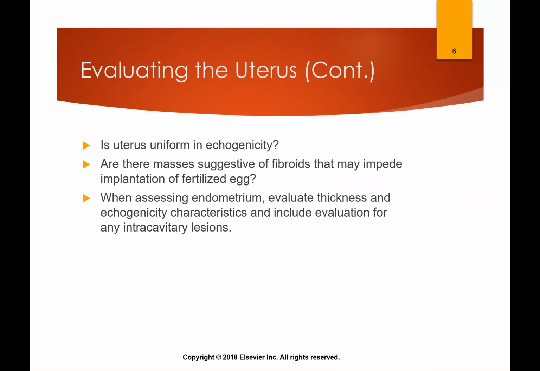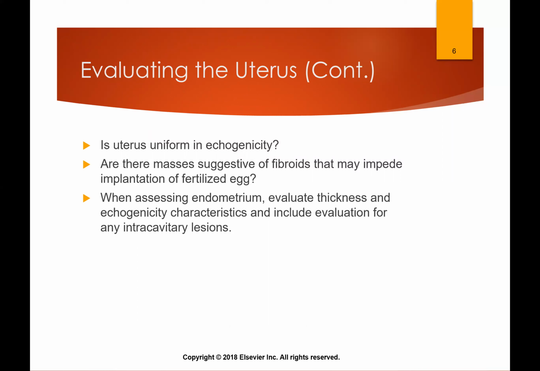So when you're evaluating the uterus, there's a couple of questions that you'll want to ask yourself. Is the uterus uniform in echogenicity? Now, what could it mean if it wasn't uniform in echogenicity? That could be adenomyosis, that could be a fibroid, there could be some kind of mass. And that leads us to our next question. Are there masses suggestive of fibroids that may impede implantation of the fertilized egg?